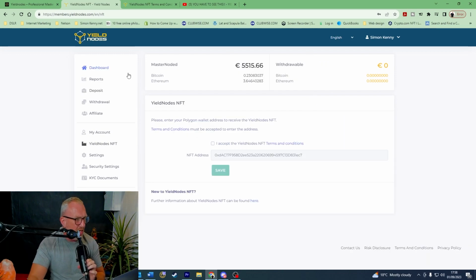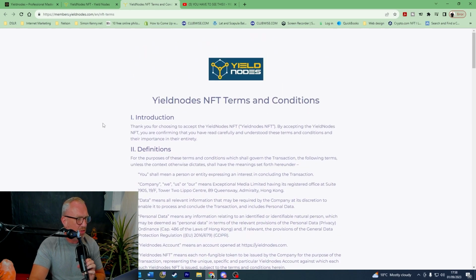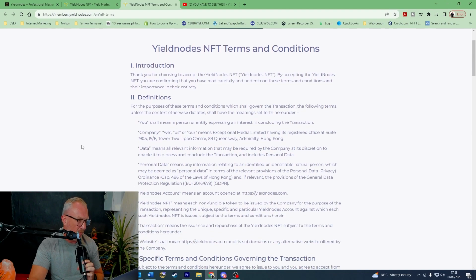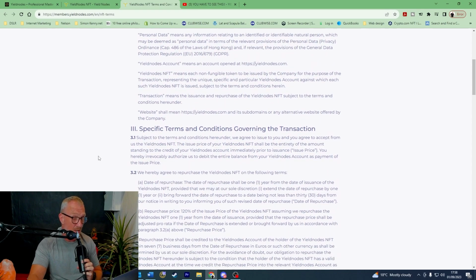Which now brings me on to the next point, which is the Yield Nodes NFT terms and conditions. So if we just have a look here on the terms and conditions page, I do suggest you read through this in your own time, and I'll read through it in its entirety, whether you've claimed the NFT or not. But a couple of things just jumped out at me, and I'm not a lawyer or a solicitor. I don't really understand legal terminology or contracts, but I do understand English.